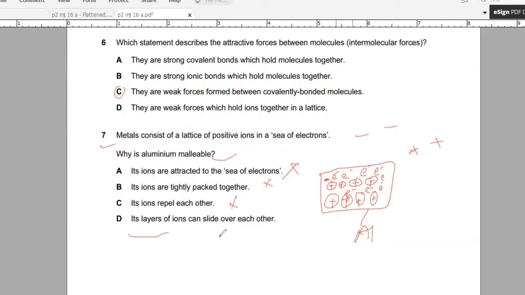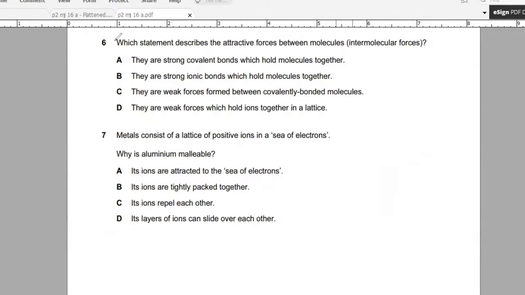Layers of ions can slide over each other. So what happens here? The ions can slide over each other, because the ions are moving ions. So the right answer is that layers of ions can slide over each other. That is why the answer will be D. So choose the option D, and let me move on to the next question.